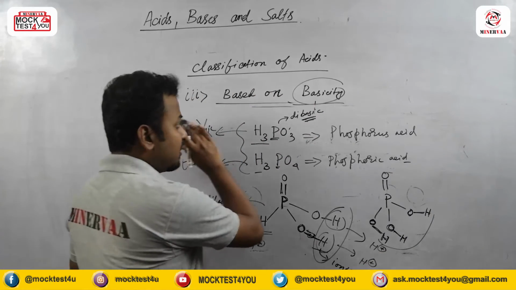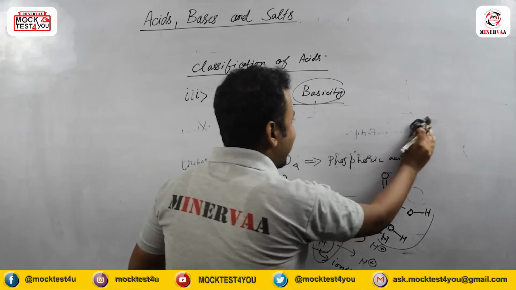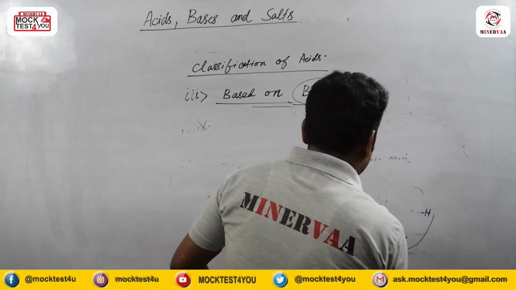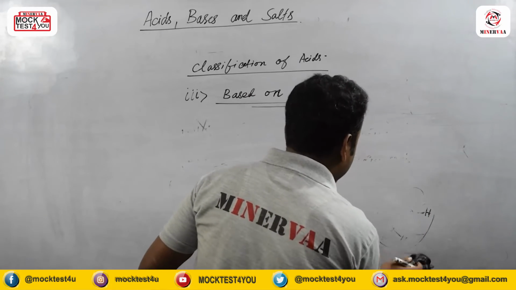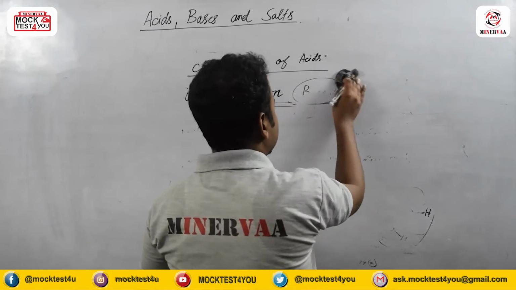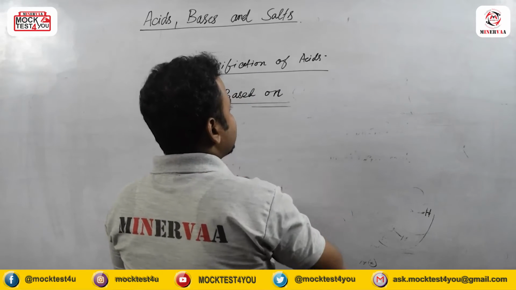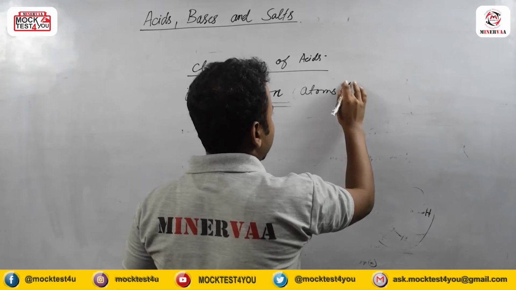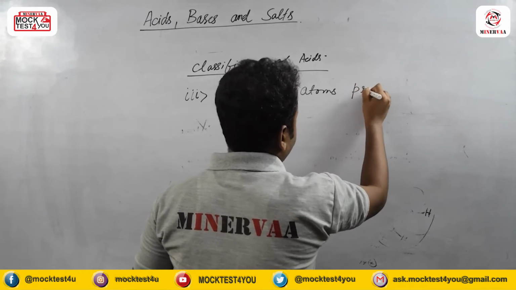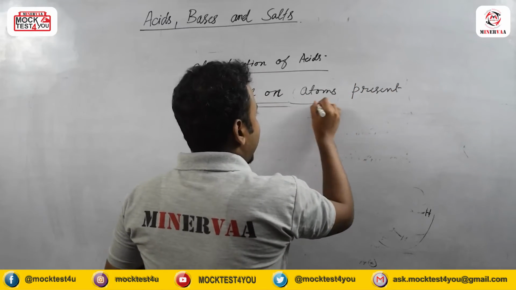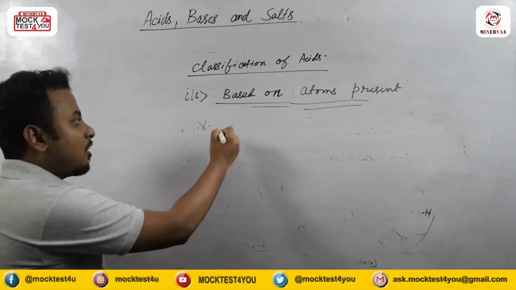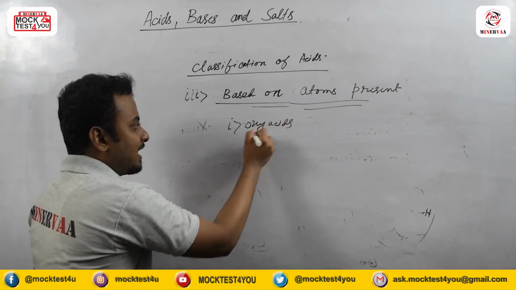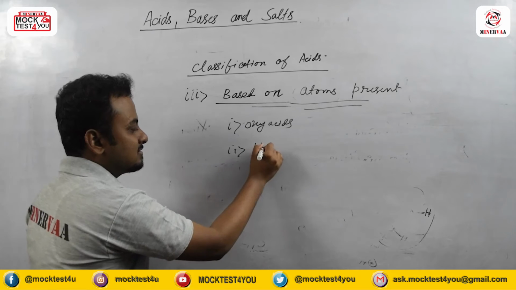Okay, so finally we will discuss how acids are classified on the basis of atoms present, or elements you can say. Based on atoms present, the first one is oxyacids and the second one is hydroacids.